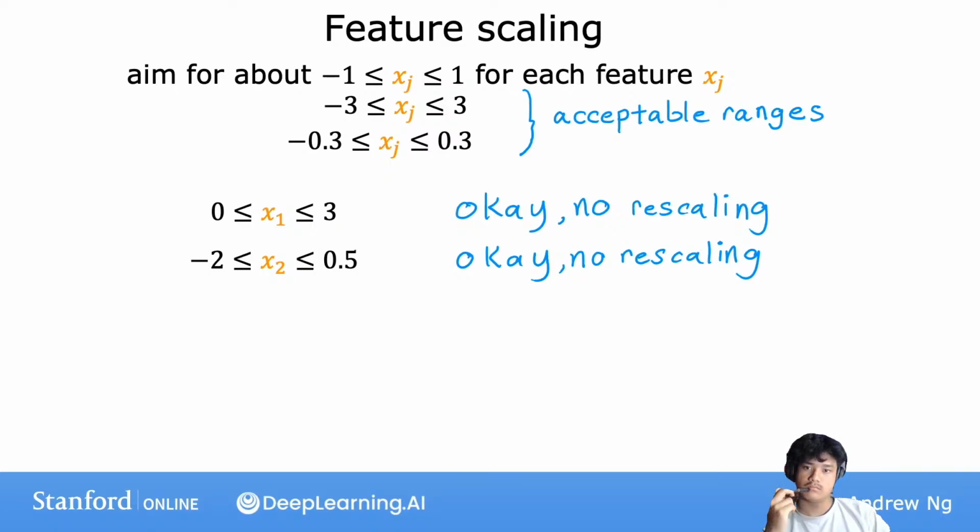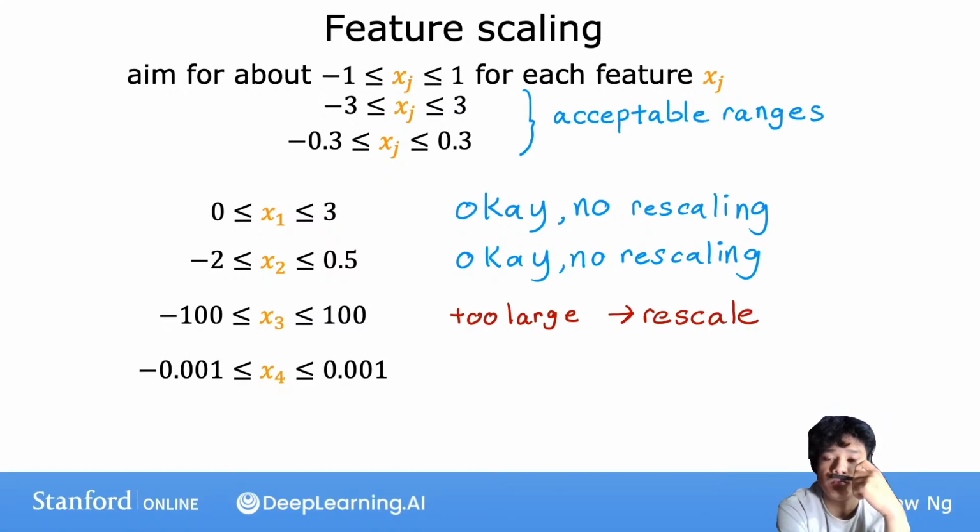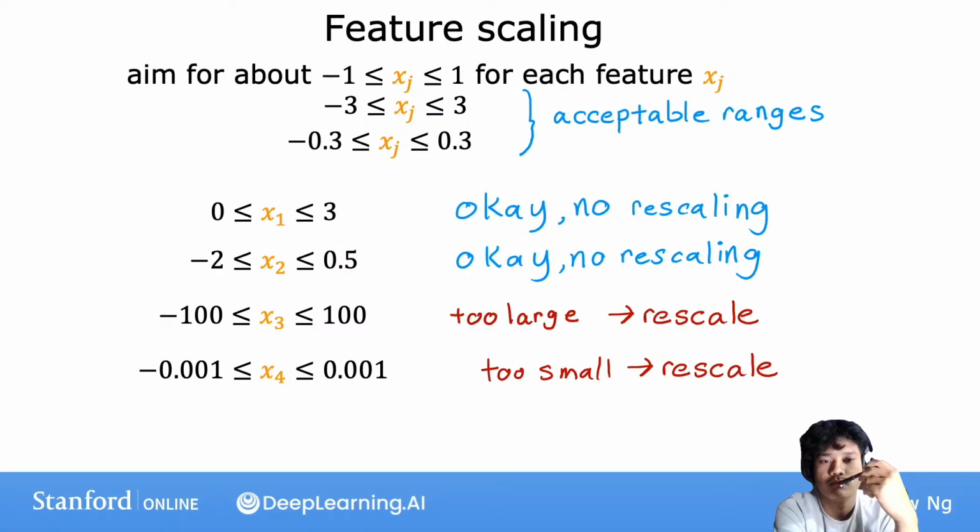But if another feature, like x3 here, ranges from negative 100 to plus 100, then this takes on a very different range of values than something from around negative 1 to plus 1. So you're probably better off rescaling this feature x3 so that it ranges from something closer to negative 1 to plus 1. Similarly, if you have a feature x4 that takes on really small values, say between negative 0.001 and plus 0.001, then these values are so small. That means you may want to rescale it as well.